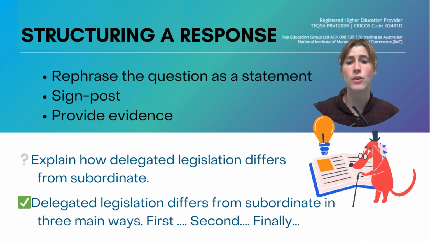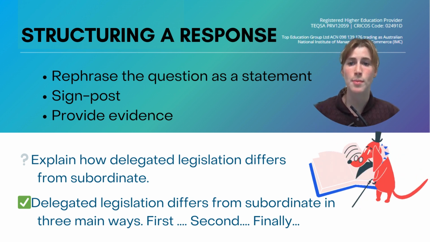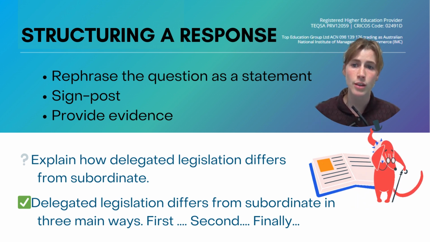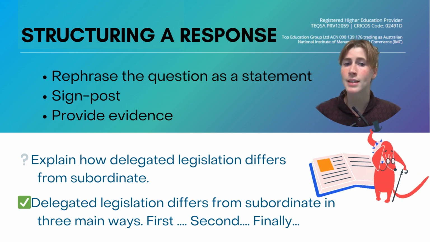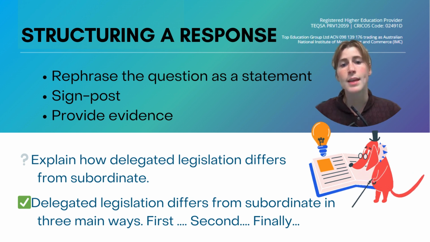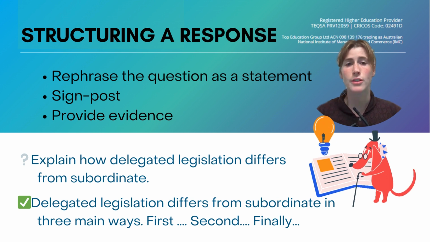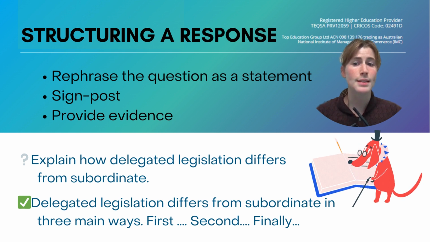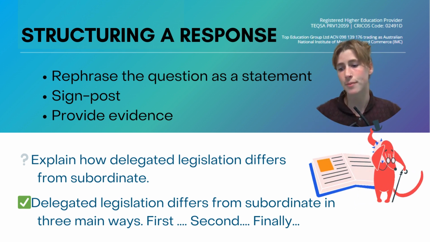Now it's time to write your answer. We want it to be super duper obvious to the lecturer that we know what we're talking about. To do this, your response should be clearly structured. First, you'll rephrase the question as a statement. For example, delegated legislation differs from subordinate, followed by signposting. Signposting is where you tell your lecturer where the answer is going to go, just like road signs when you're driving. Here, we signpost by saying 3 main ways. After this, we can provide 3 points of evidence that we've promised to give.